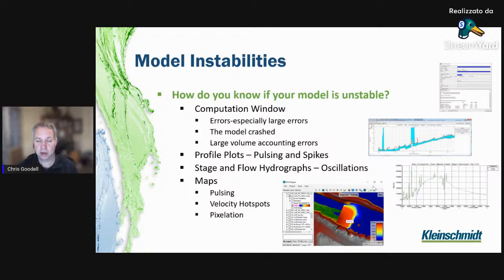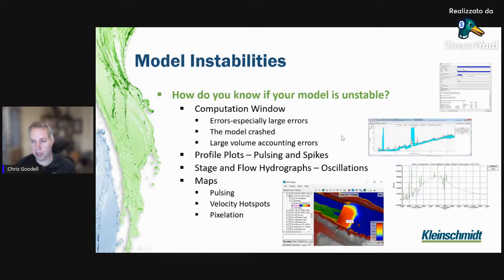Look at the volume accounting errors at the end of the run. So over here is our computation messages, computation window. Once it's finished, at the very bottom or towards the bottom, you'll see a few lines of volume accounting. And if your volume accounting is out of control, the percent difference is too high, that's an indication your model is unstable.